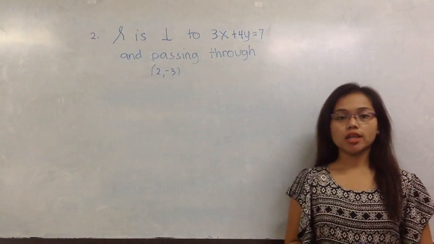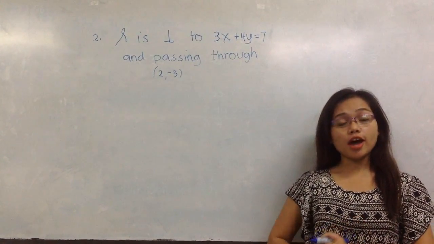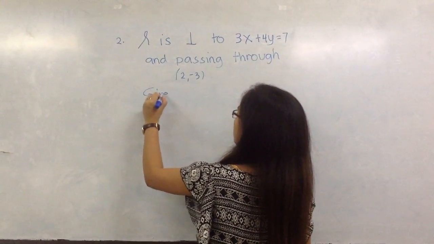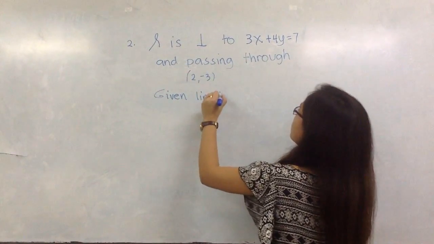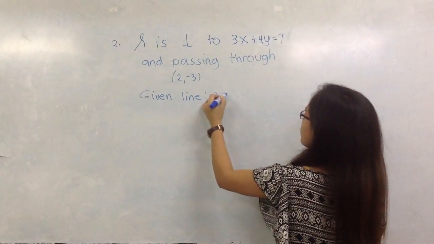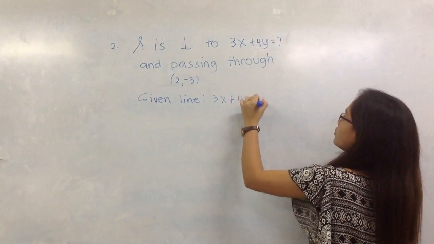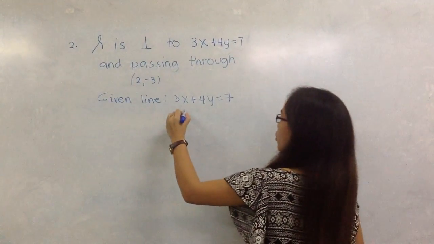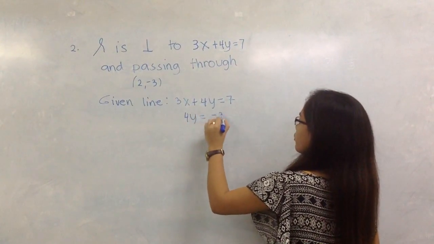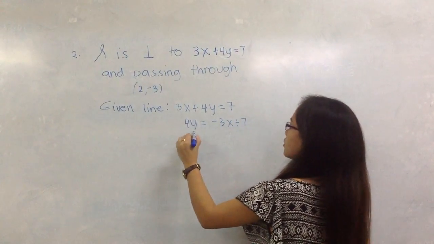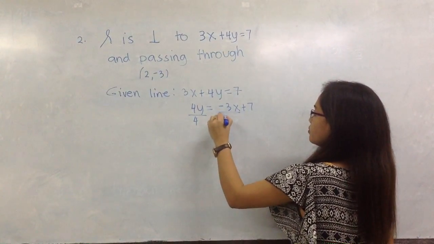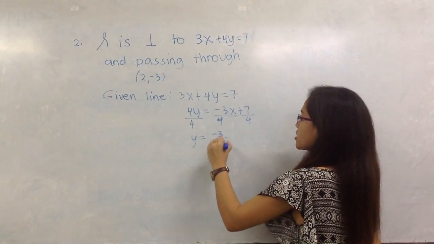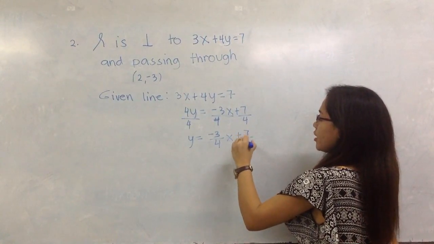Now, given another condition, for example in number 2, the line is perpendicular to 3x plus 4y equals 7 and passing through 2, negative 3. So to find the other equation, I will show you how again. So given the line 3x plus 4y equals 7, to know the slope, we will solve for the slope of this equation. 4y equals negative 3x plus 7. Divide both sides by 4. So y becomes negative 3/4 x plus 7 over 4.